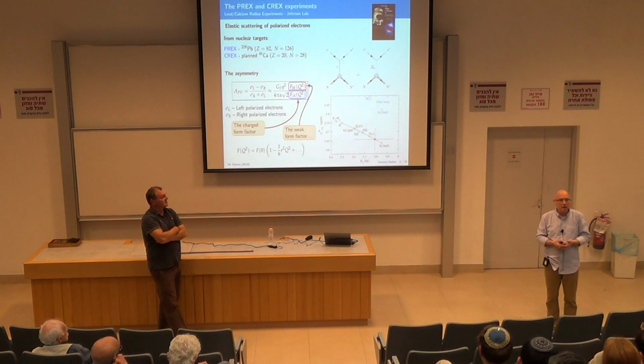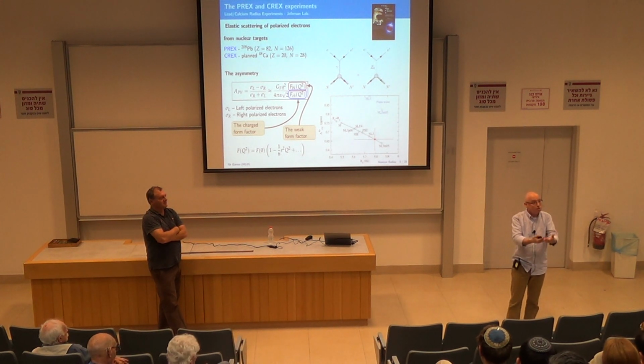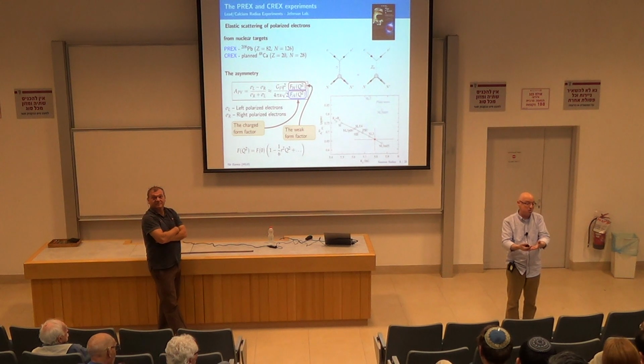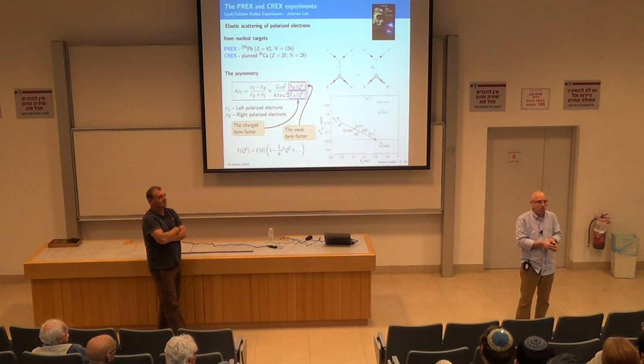Now, the gamma photon couples to the charge, the normal electric charge. And the same way you may regard the Z-naught as being coupled to some different charge, which we call weak charge.